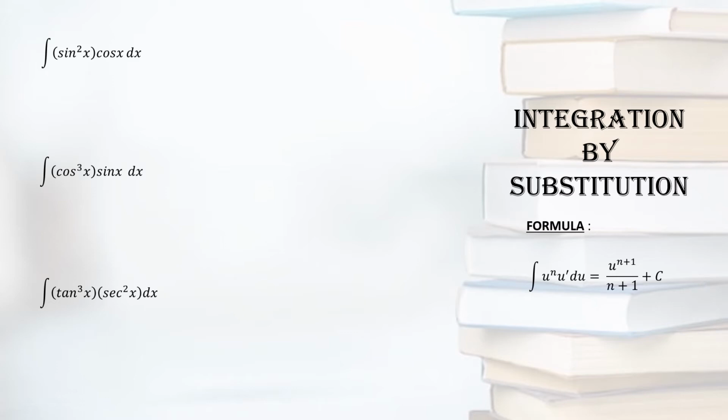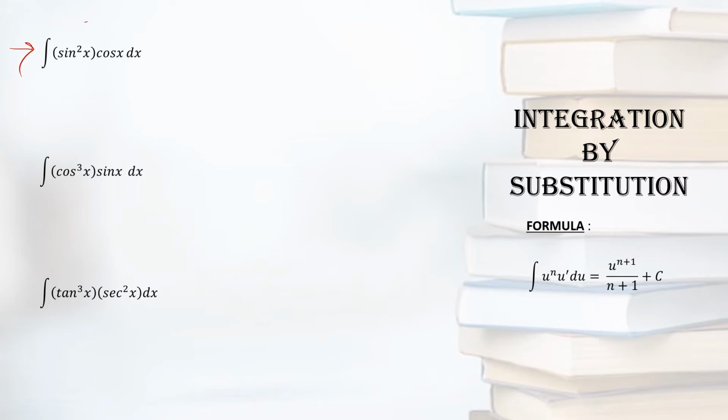We will try to solve these questions directly without applying the long way. And in another video, I will tell you how to use the long way of the U substitution method. So let's see. Solve question number 1, sine square x cosine x.